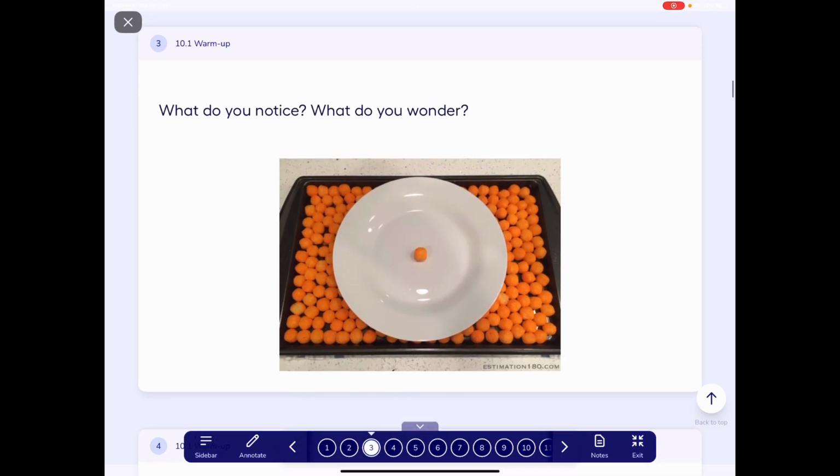What do you notice? What do you wonder? Pause the video. What do you notice? What do you wonder? I notice a bunch of cheese puffs on a baking tray, and on top of the cheese puffs, there's a plate. And then on top of the plate, there's another cheese puff. And I also notice the plate's a circle. And the cheese puffs are actually not a circle, they're a sphere, because they're a three-dimensional circle. So I notice that the cheese puffs are a sphere, and the plate's a circle.